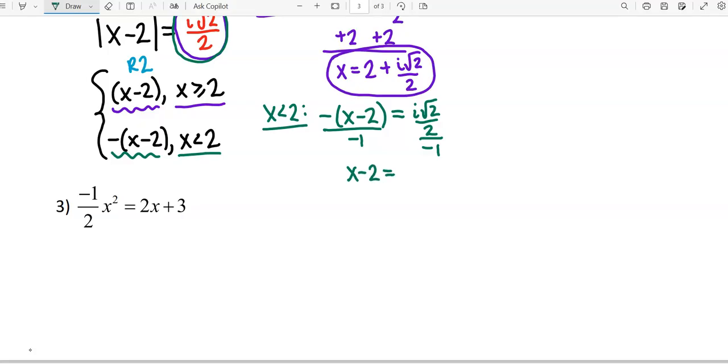Changes the sign on that right side and gets rid of your negative on the left side. So that's going to be negative i square root of 2 over 2 now. And then after this, it's just the same step I did for my other equation. I'm just going to add 2 to both sides.